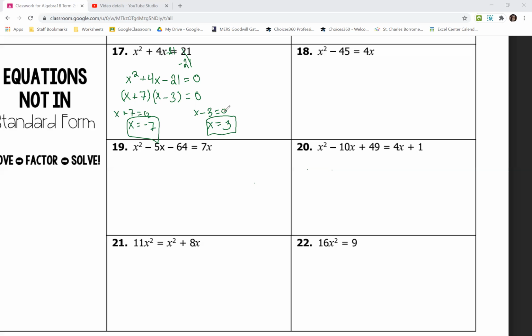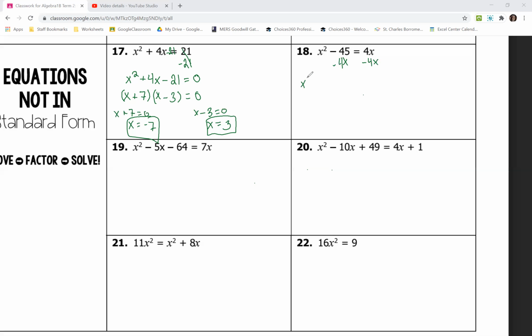Okay, so here on 18, I have x squared minus 45 equals 4x, okay? I need to move that 4x over to the other side. And so I'm going to subtract 4x from both sides, okay? But there's no other x's on the left-hand side to take 4x's away, right? But I still need to subtract them. So, if you want to write that you're subtracting the 4x, go for it. We're not going to combine it with that constant. So what do we have left on the left-hand side?